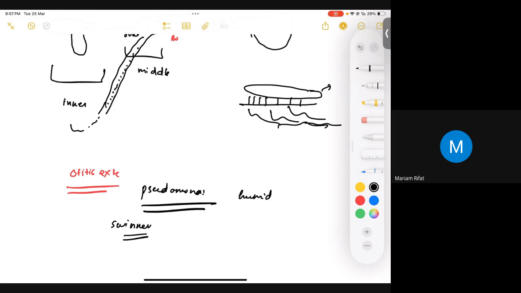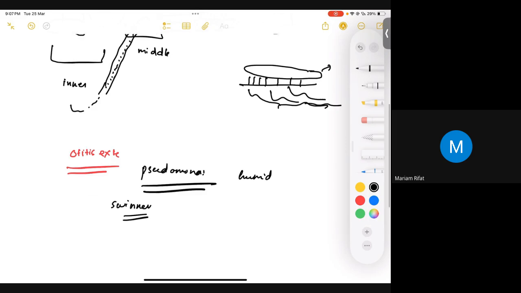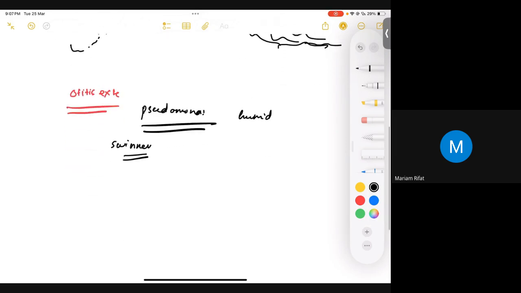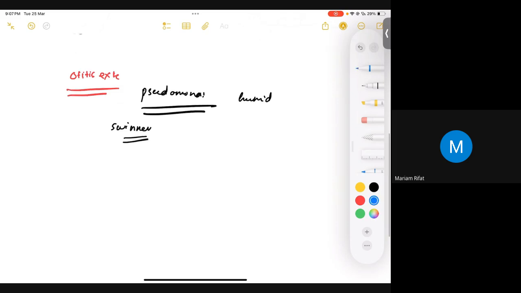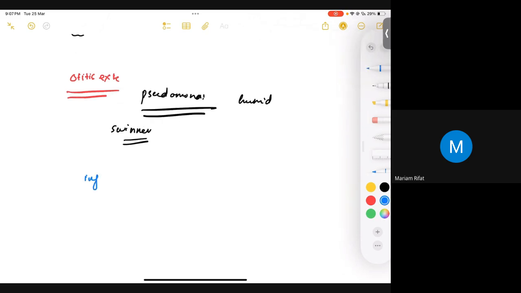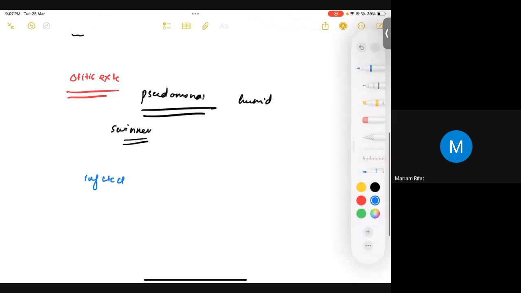Okay, so then we have another condition, malignant necrotizing otitis externa. What is malignant or necrotizing otitis externa? It's a malignant condition, which means it's more fatal. Malignant basically means spreading, right? So with malignant otitis externa, we have an infection which spreads to your bones, giving you osteomyelitis.